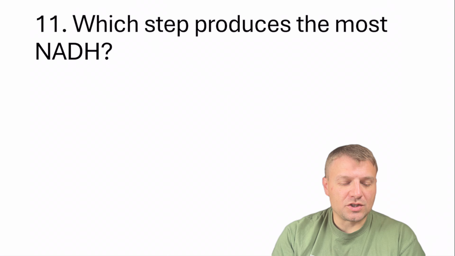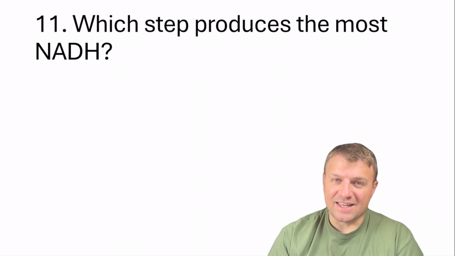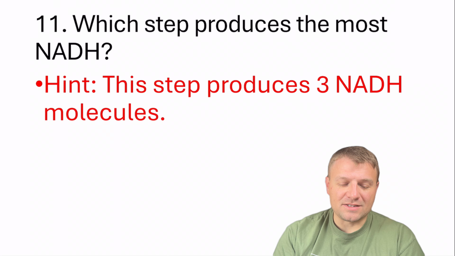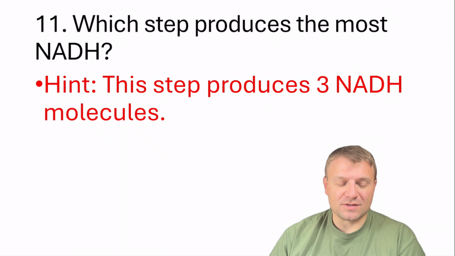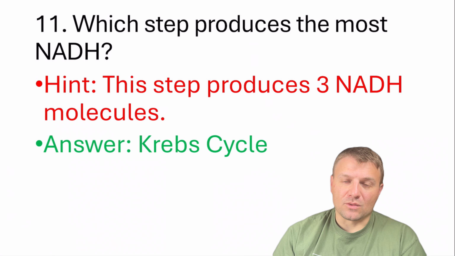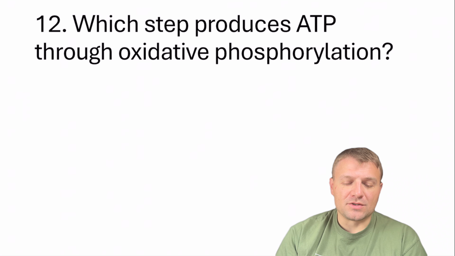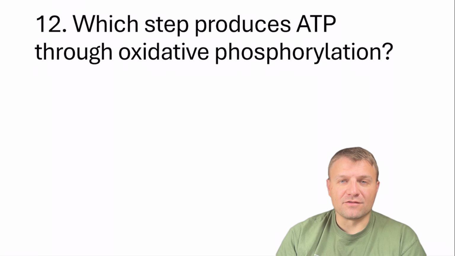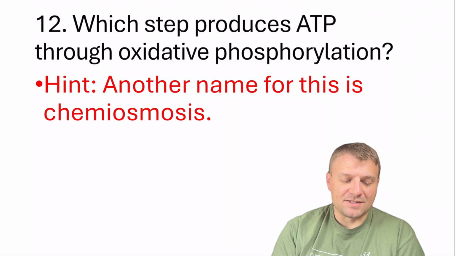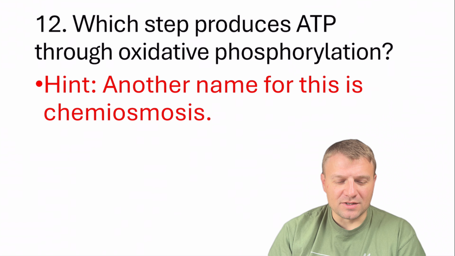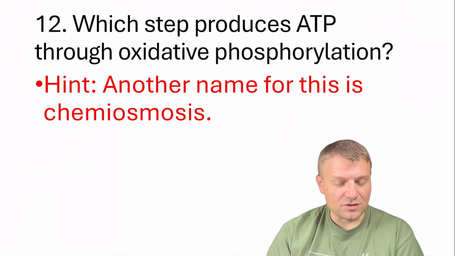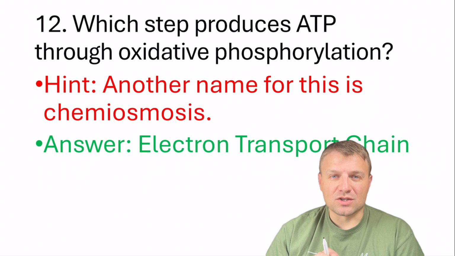Number 11, which step produces the most NADH? The hint here is that this step produces 3 NADH molecules. And the answer is the Krebs cycle. Number 12, which step produces ATP through oxidative phosphorylation? My hint here is that this is just another name for chemiosmosis. And we also kind of talked about this in the first question. The answer here is the electron transport chain.